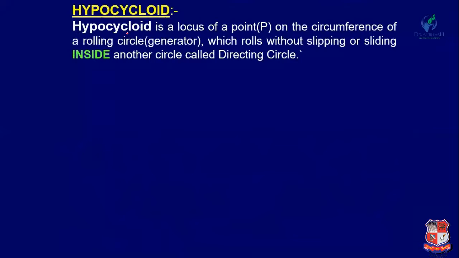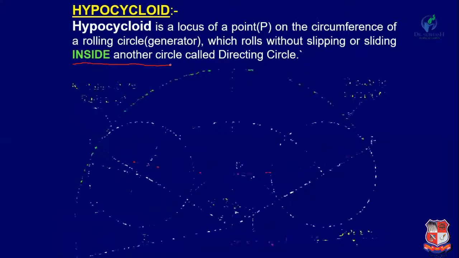Now next one is the hypocycloid. Hypocycloid is the locus of point P on the circumference of a rolling circle which rolls without slipping or sliding inside another circle called the directing circle. So the difference between hypo and epi is that in hypocycloid, the rolling circle is rolled inside the directing circle. When a circle rolls inside the directing circle, the path of the point on the circumference of the rolling circle is known as a hypocycloid.